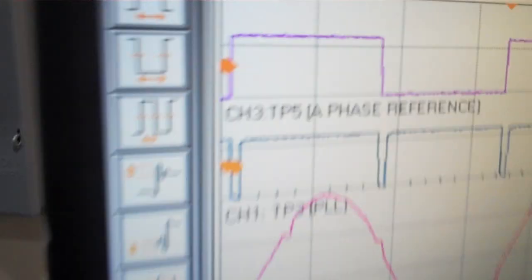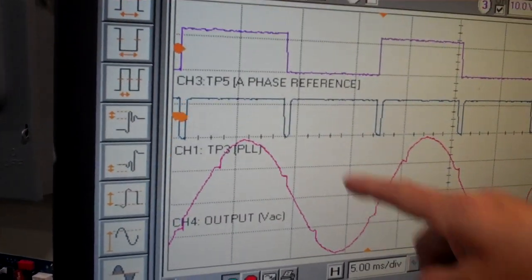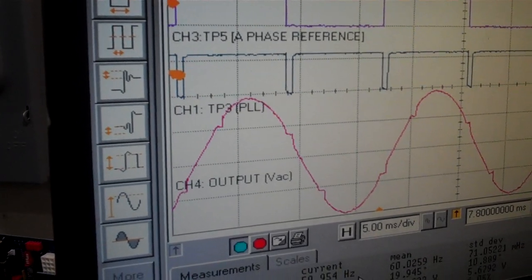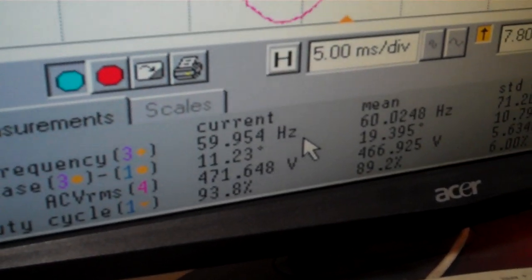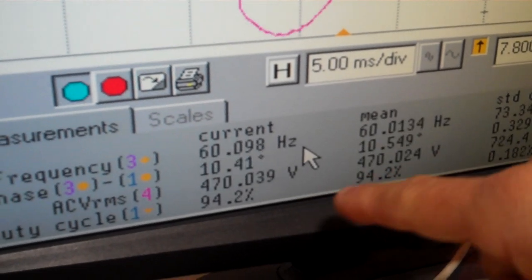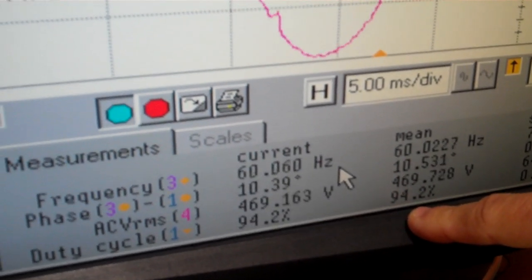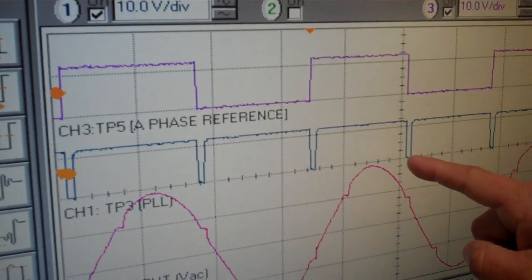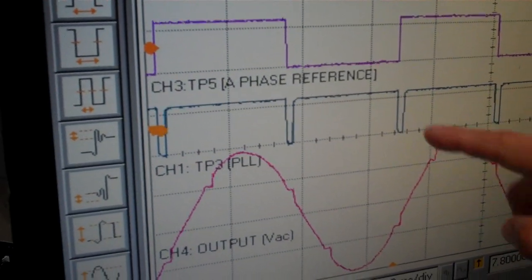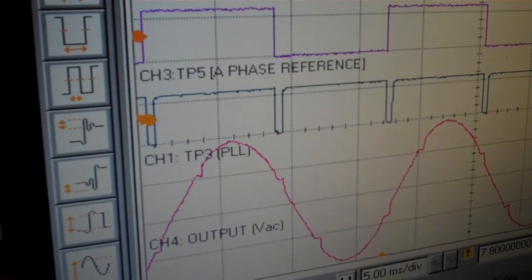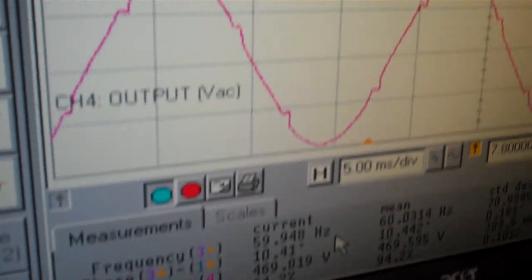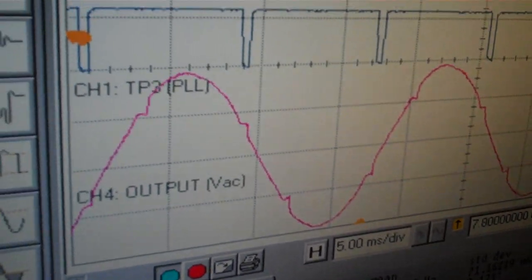And if we look at that, this is now our output waveform, and here we can see the notches for the 10 degrees that we are not firing. So at this point, the duty cycle is 94.2%, and the delay angle is 10 degrees. So here we have the 10 degrees. If we were to calculate this by the duty cycle, 1 minus 0.94 is 0.06 times 180, those are the 10 degrees that we are not firing.